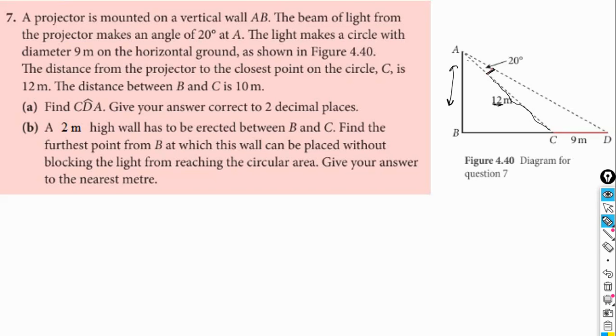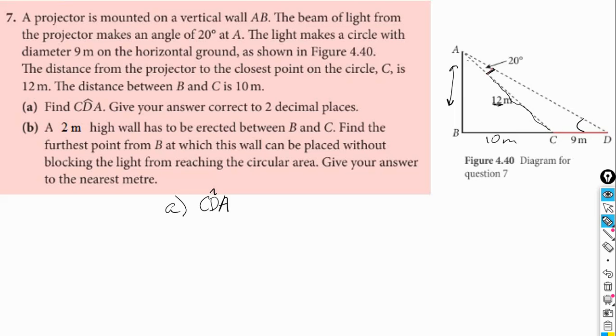The distance between B and C is 10 meters. So this is 10 meters here. Okay. So part A says find angle CDA. So angle CDA is this one. Remember that when we want to find out what angle they're talking about, the letter in the middle is the key. We go from point C to D, that's the vertex, A. So CDA is this angle here. And they want us to find that angle.